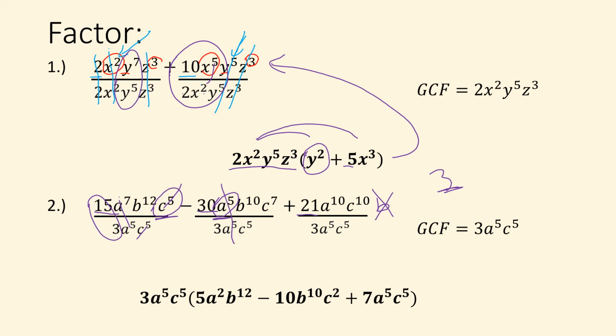10 when we simplify here. B to the 10th, c squared when we subtract those. 7 when we simplify those. A to the 5th, c to the 5th when we subtract the exponents.